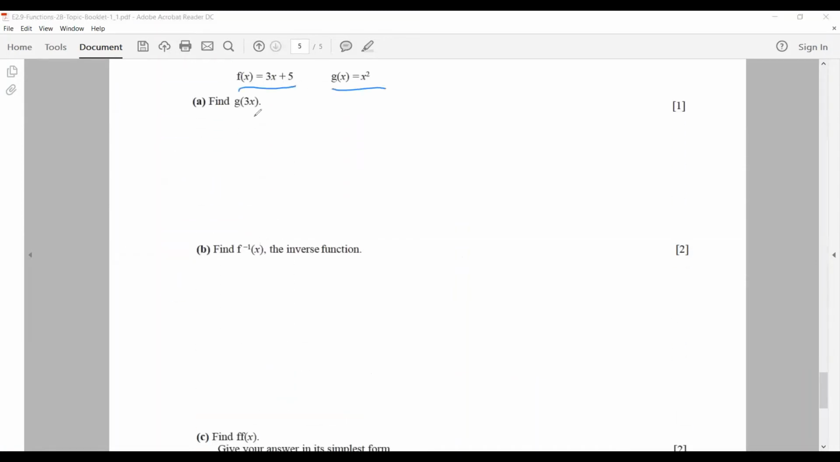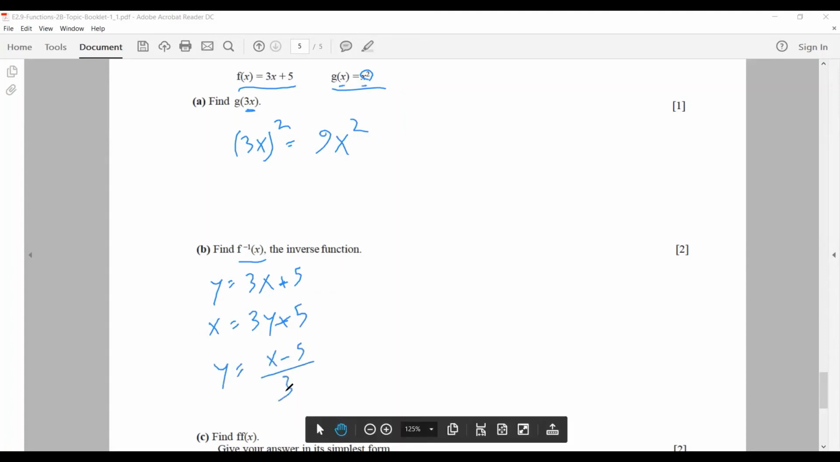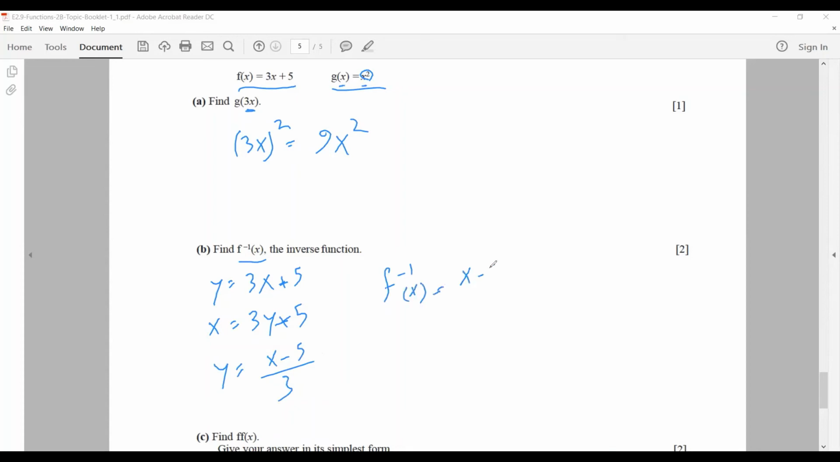We have two functions. First, they ask us to find g of 3x. So wherever you have x in g, replace it with 3x. Don't forget to raise it to the power of 2, because that's what the function g does. The final answer is 9x squared. The inverse function of f, so f is 3x plus 5. If you switch x and y, this is okay, and y equals (x minus 5) over 3, and that's it. The final answer would be (x minus 5) over 3, right?